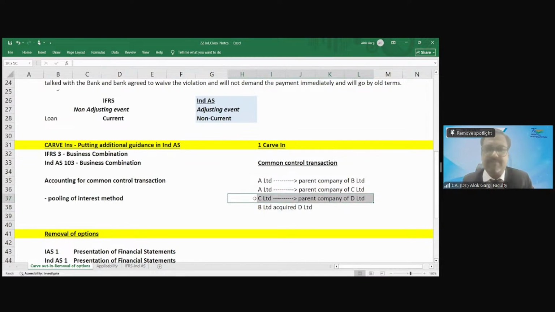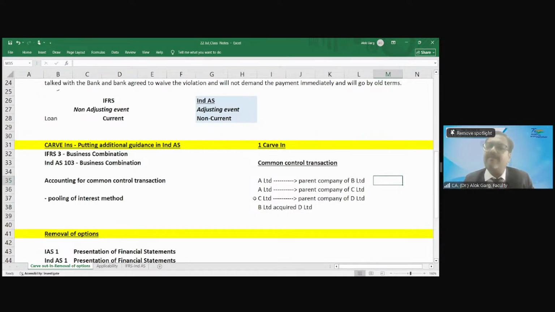Step subsidiary. So B Limited acquired D Limited. Earlier, who was the father of D Limited? C Limited was the father of D Limited. Now who becomes the father of D Limited? B Limited will become the father of D Limited, right? Earlier D was the subsidiary of C, now it has become the subsidiary of B.